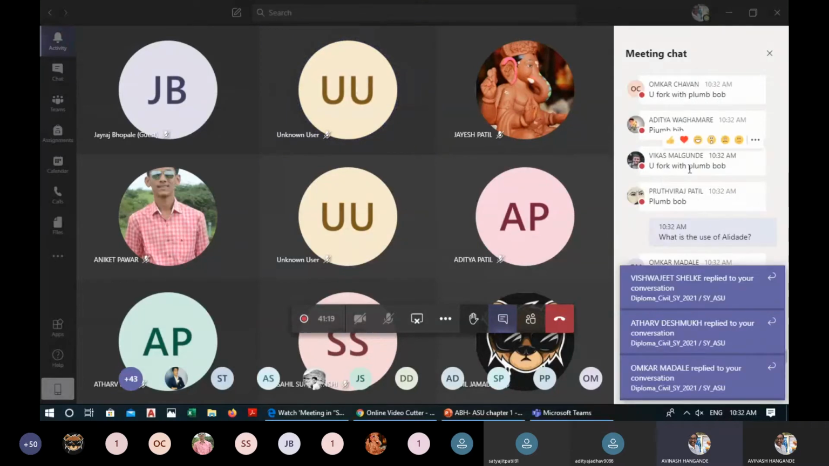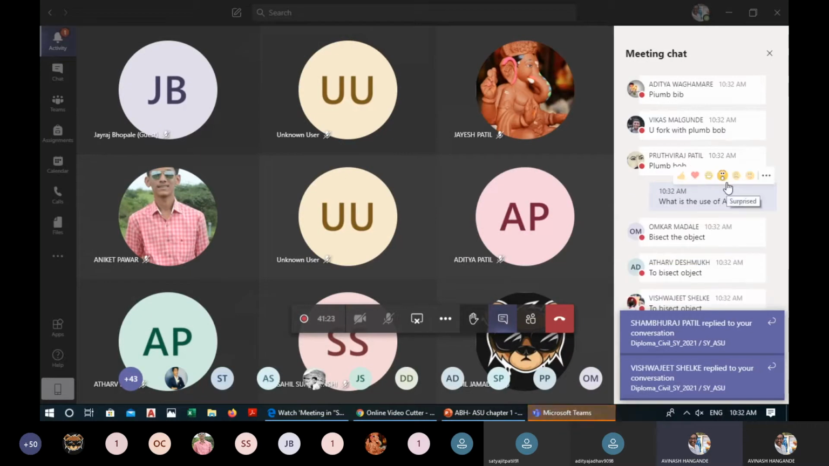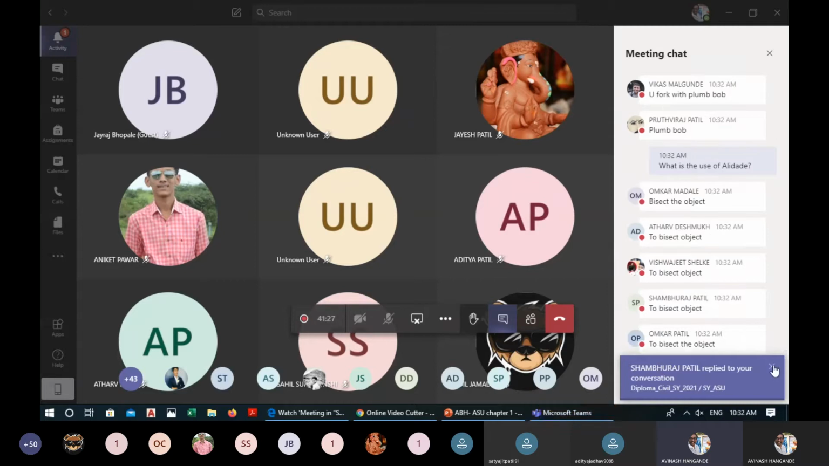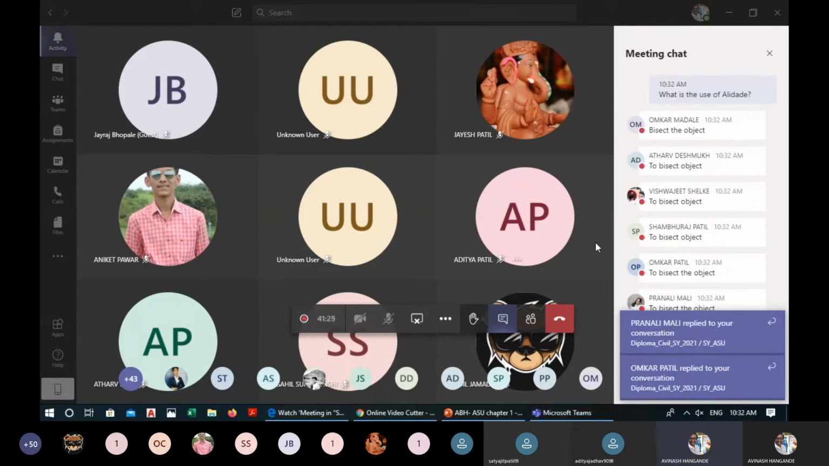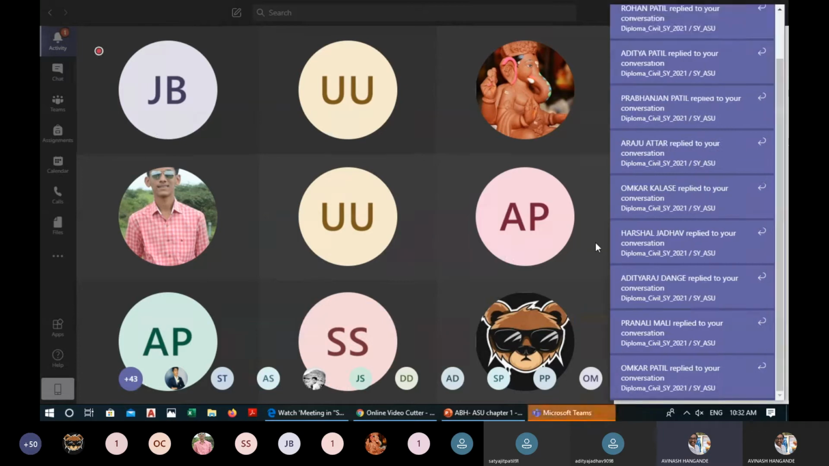Not only Prithviraj Patel, only plumb bob is not the answer. The U fork with plumb bob, that whole accessory, is used to mark the station center point. So remember that, not only plumb bob. Plumb bob alone will not give you the total correct mark.